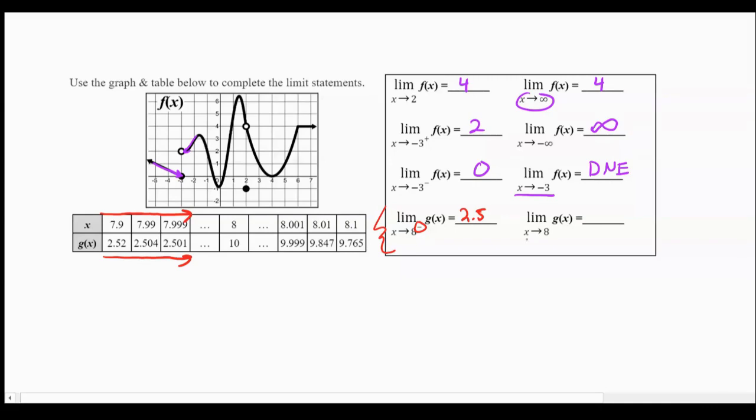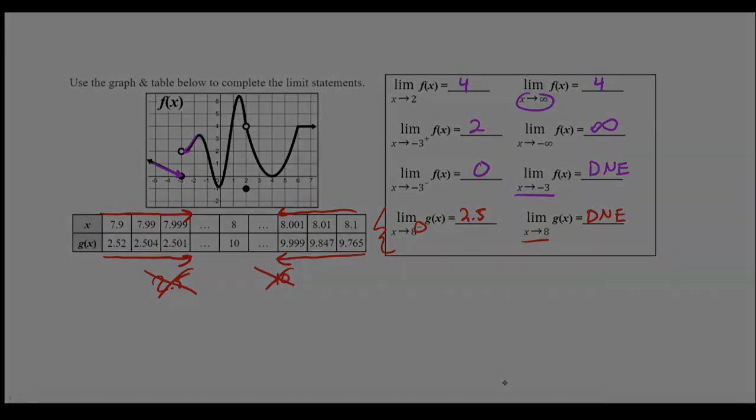Then the next one says as x approaches 8. So this is a two-sided limit, meaning the left side and the right side need to be approaching the same y value. The left side looks like it's approaching 2.5. The right side is getting bigger; it looks like it's approaching 10. Since these two are not pointing towards the same y value, then I know this limit does not exist.